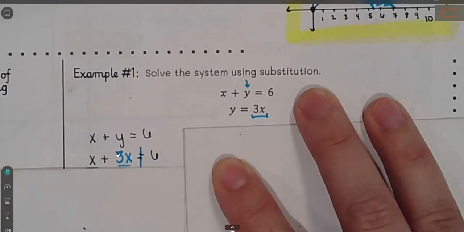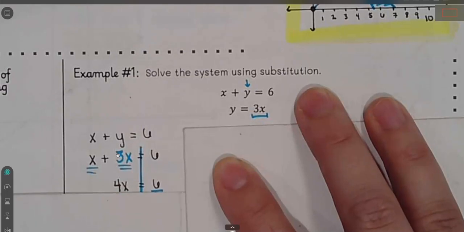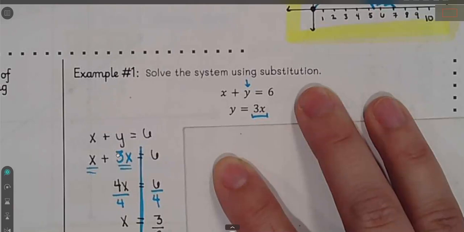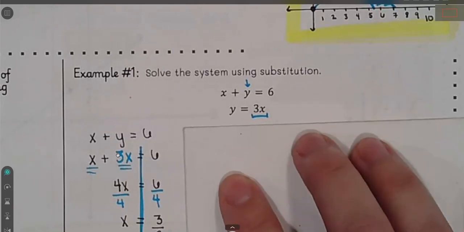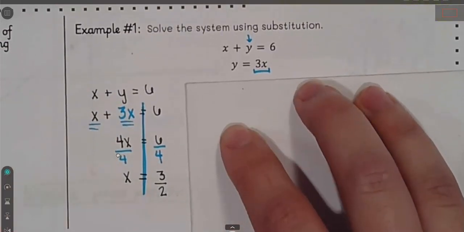Now, I only have one variable, so I can solve. X plus 3x is 4x. 4x equals 6, divide both sides by 4. And x equals 3 over 2. Fractions are okay. Sometimes you'll get fractions.